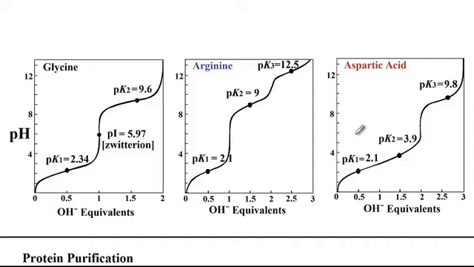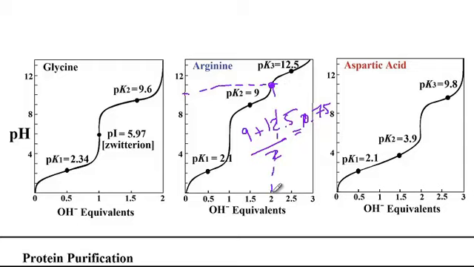All right, so hopefully you had time to calculate the isoelectric point for these examples. So here, arginine is a basic amino acid, and therefore 9 plus 12.5 divided by 2 will give us 10.75. So that would be the isoelectric point for arginine. Versus for aspartic acid, 3.9 plus 2.1 divided by 2 will give us number 3.